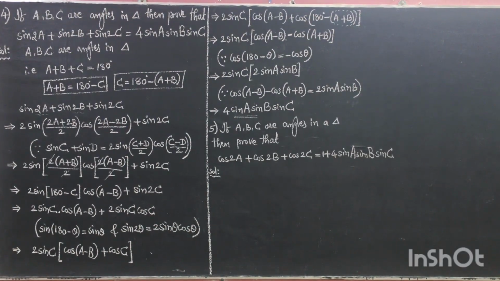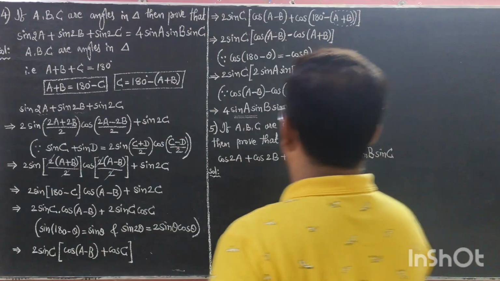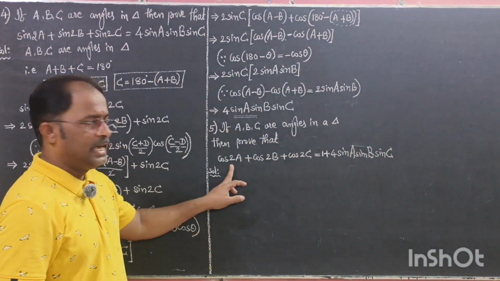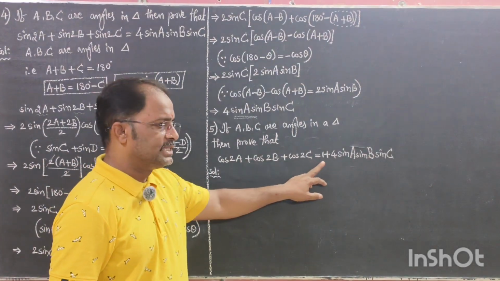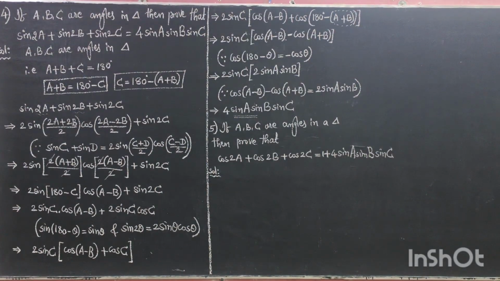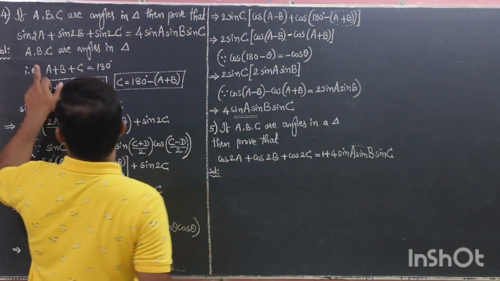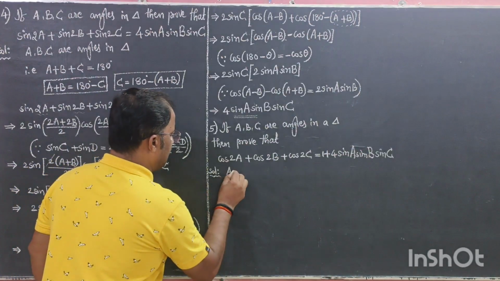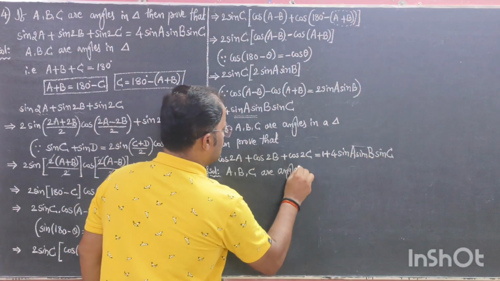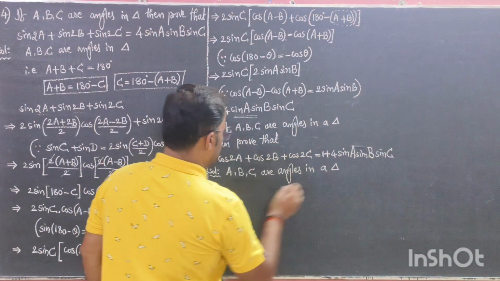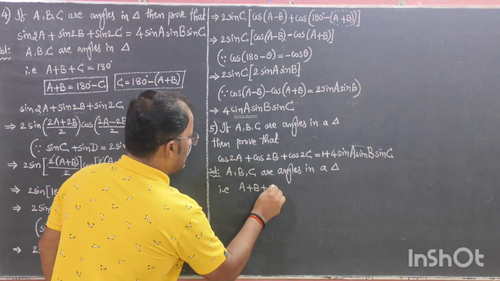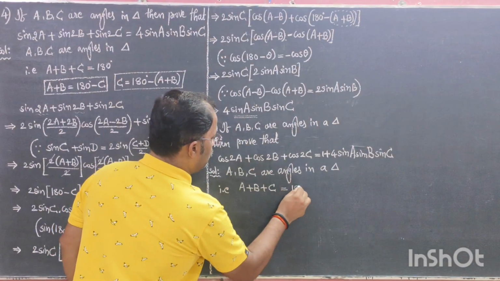Right. The next problem is: if capital A, capital B and capital C are angles in a triangle, then prove that cos 2A plus cos 2B plus cos 2C equals 1 plus 4 sin A into sin B into sin C. Okay, right. The same process: A, B, C are angles in a triangle. Angles in a triangle means the sum of interior angles equals 180 degrees, so A plus B plus C equals 180 degrees.